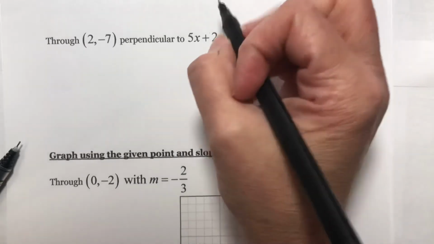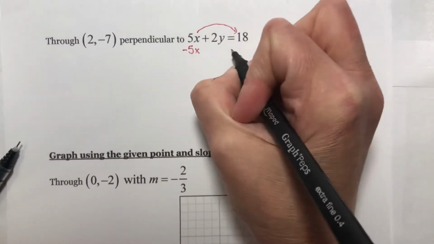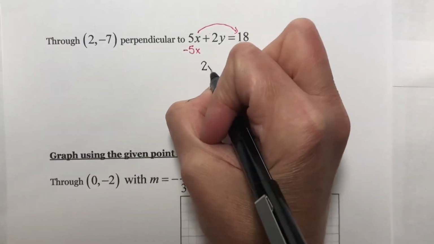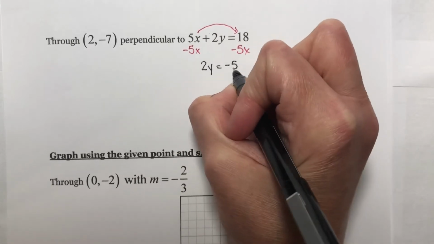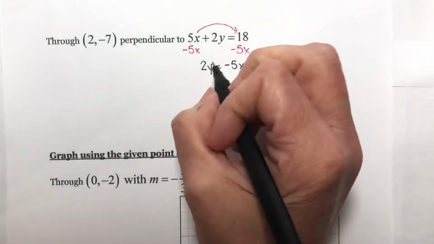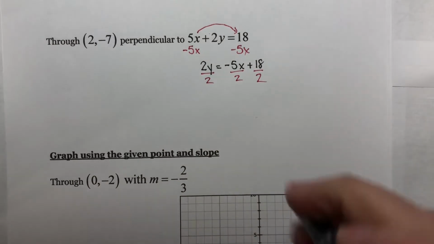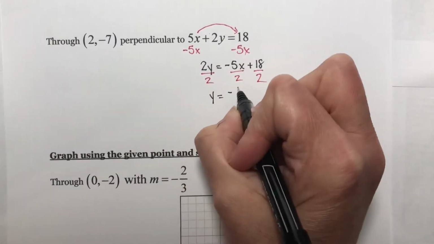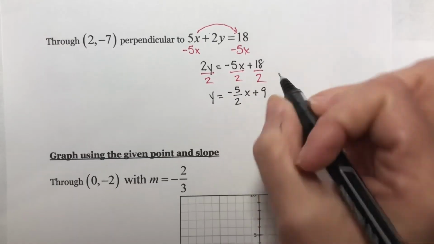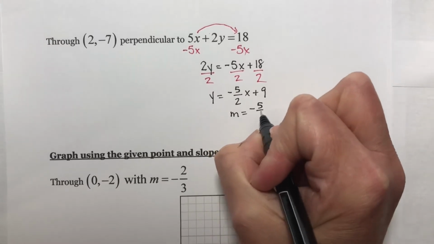Let's get y by itself. I need to move the 5x over to the right, so I'm subtracting 5x from both sides. I get 2y is equal to negative 5x plus 18. Now let's divide everything by a 2. And I get y is equal to negative 5/2 x. 18 divided by 2 is 9. So the slope of this line is negative 5/2.